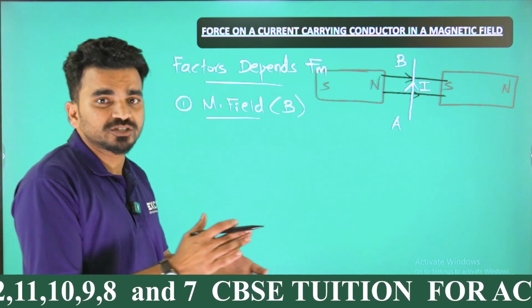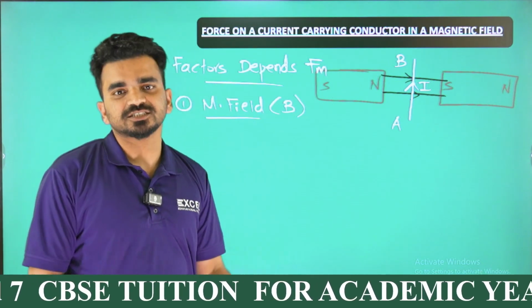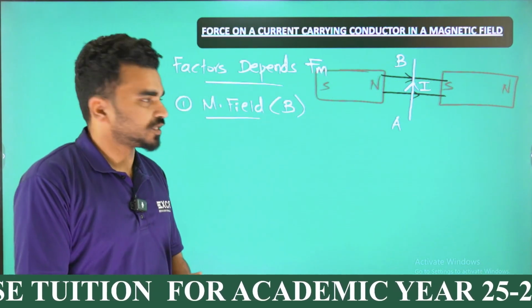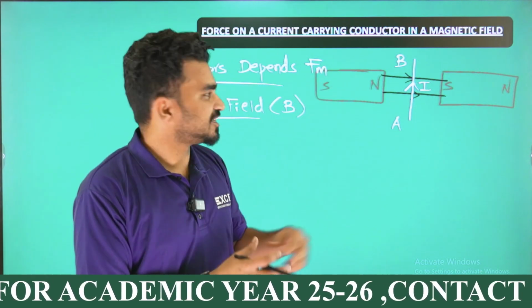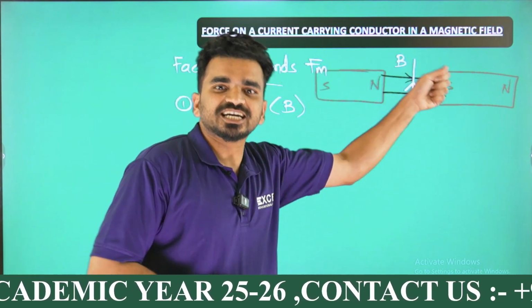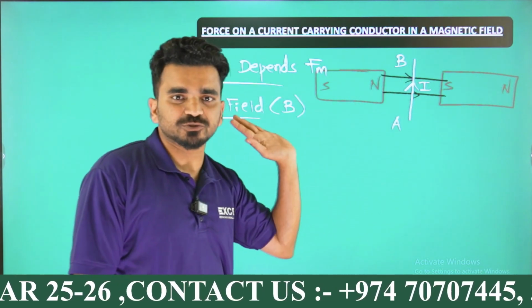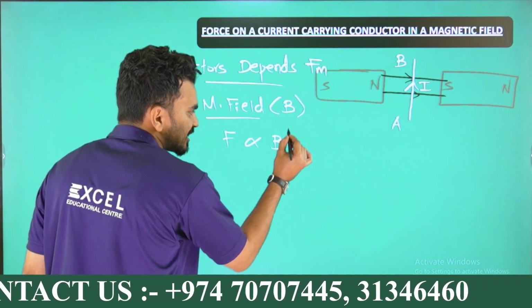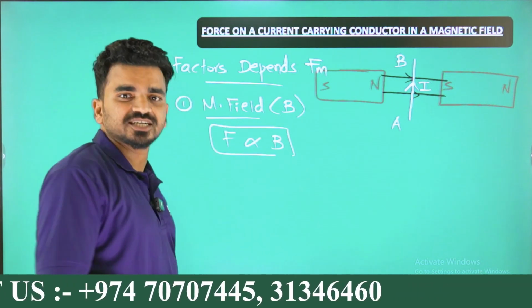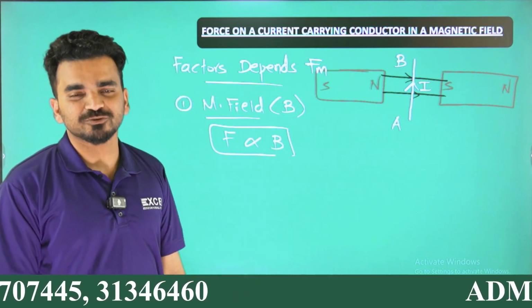Yeah, it is found again experimentally. More is the magnetic field, then more will be the force. That is, if you are using here a very strong magnet, then more will be the force on the current carrying wire. If I use a weak magnet, then lesser is the force. So force depends on magnetic field. How does it depend? Directly proportional. More is the magnetic field, more is the force.